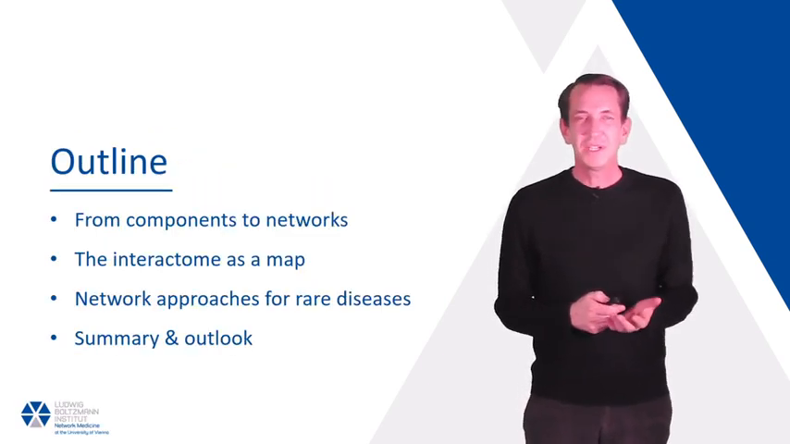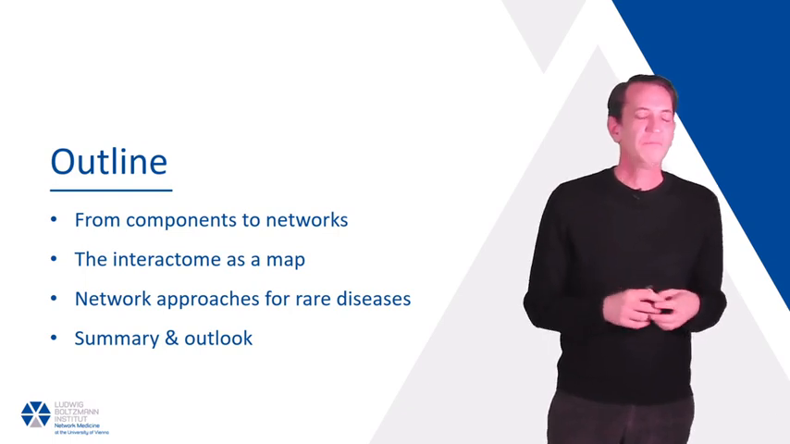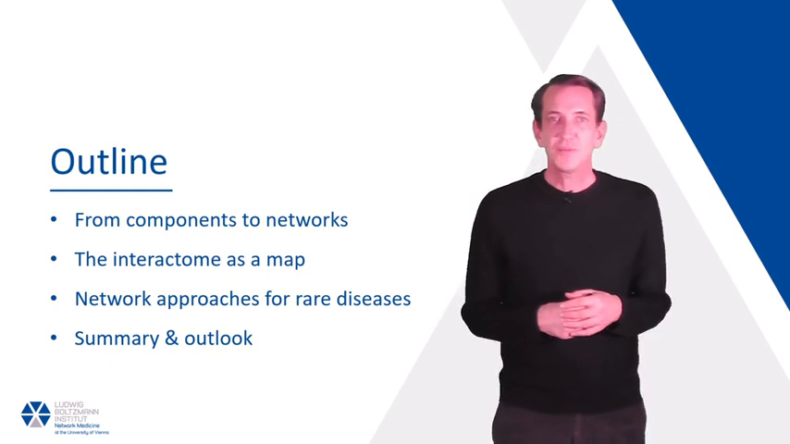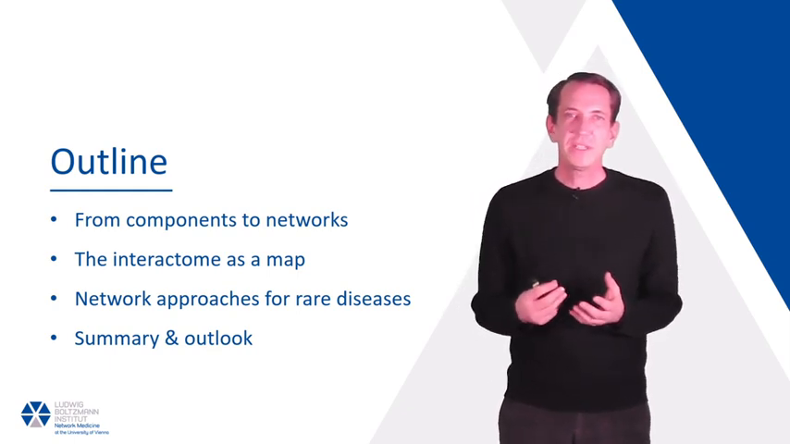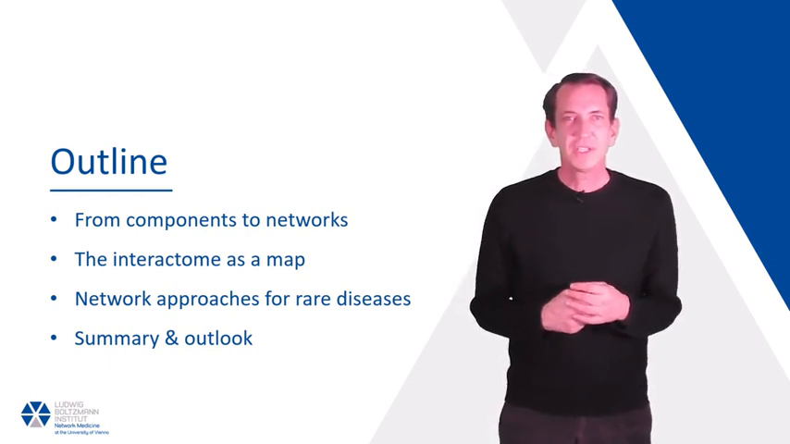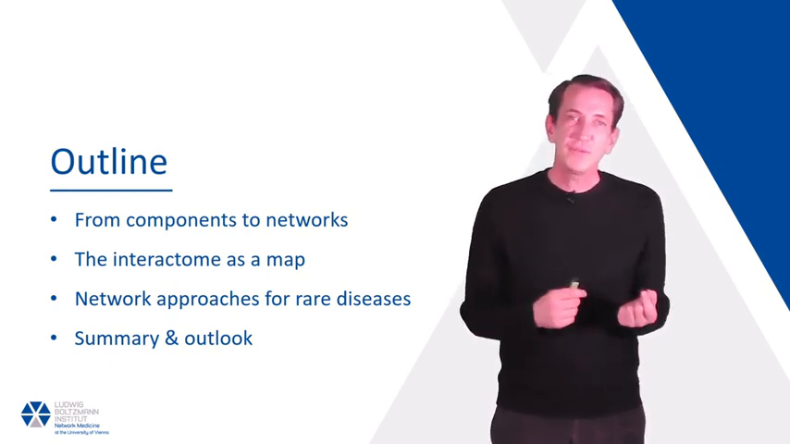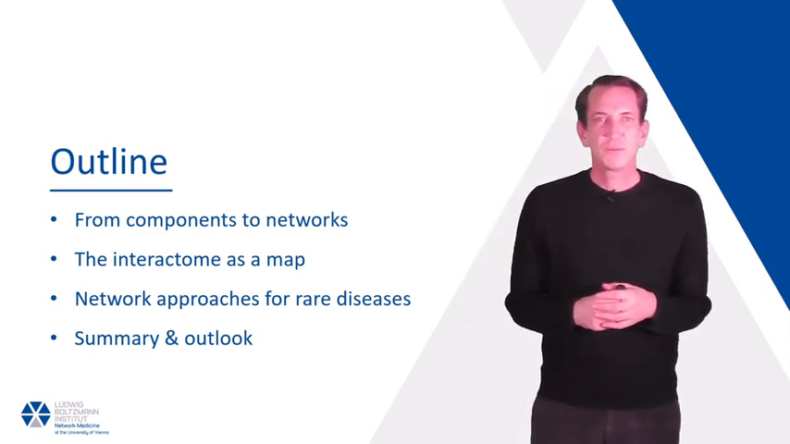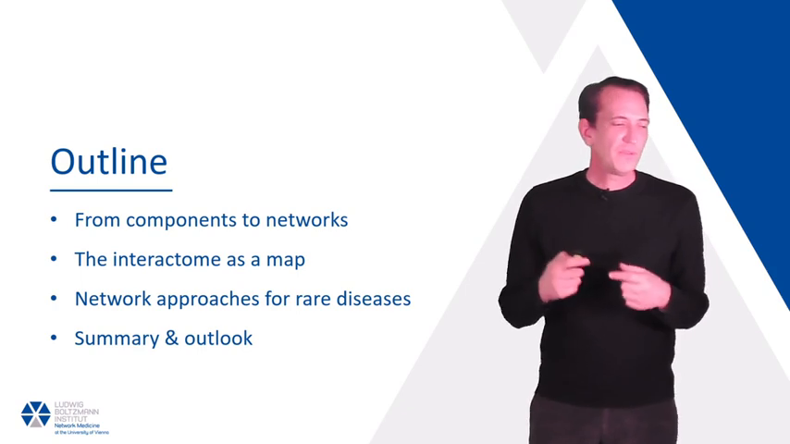I would like to start by introducing how we go from individual components, proteins, to networks of proteins. How can we read these interactome networks as a map for biological function? How can we apply what we learned from reading this map in the area of rare diseases, before I close with a brief summary and outlook of what's next?